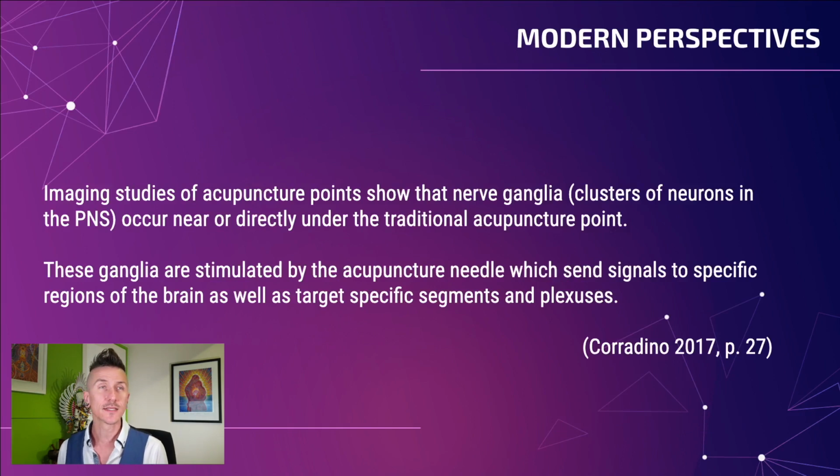So in his book, he says, imaging studies of acupuncture points show that nerve ganglia, which are clusters of neurons in the peripheral nervous system, occur near or directly under the traditional acupuncture points. These ganglia are stimulated by the acupuncture needle, which sends signals to specific regions of the brain, as well as target specific segments and plexuses. So just a reminder about what a plexus is.